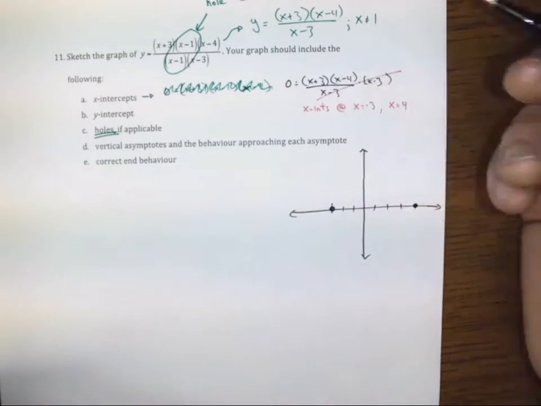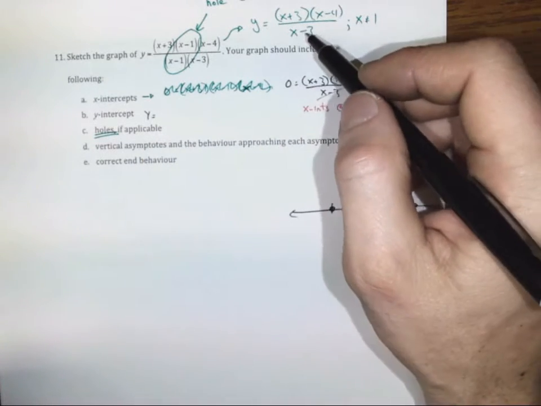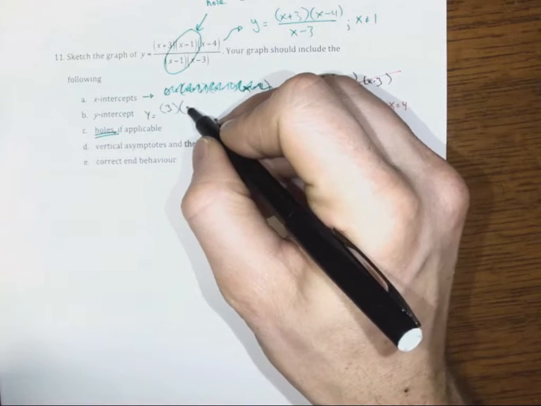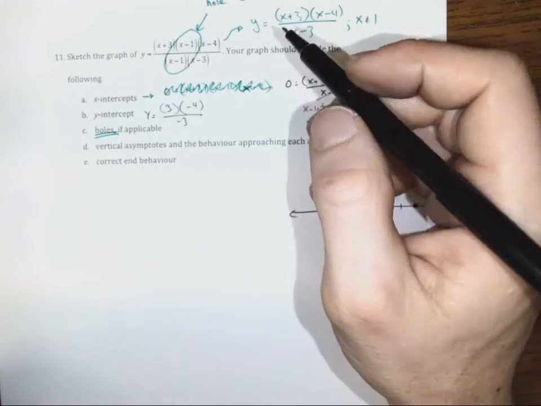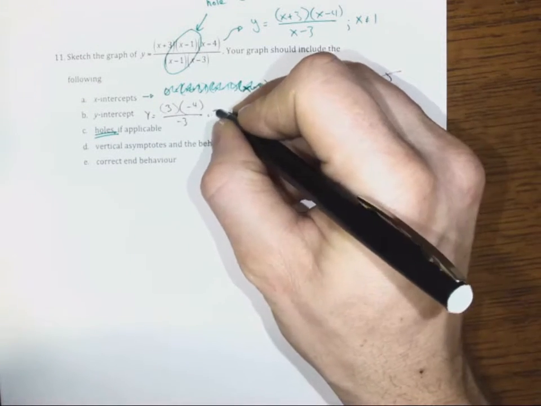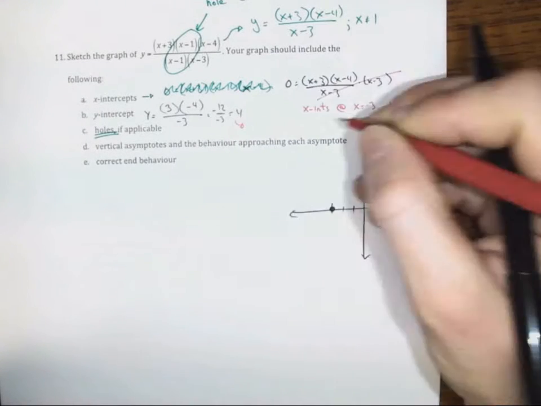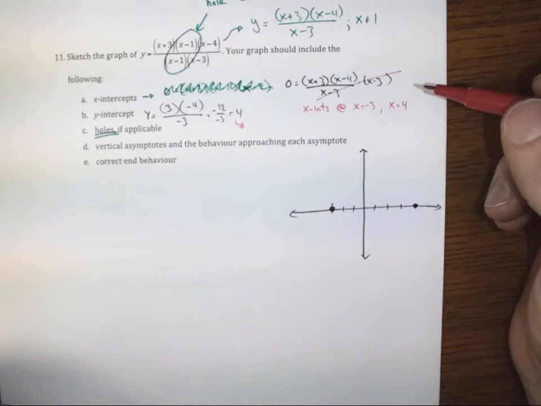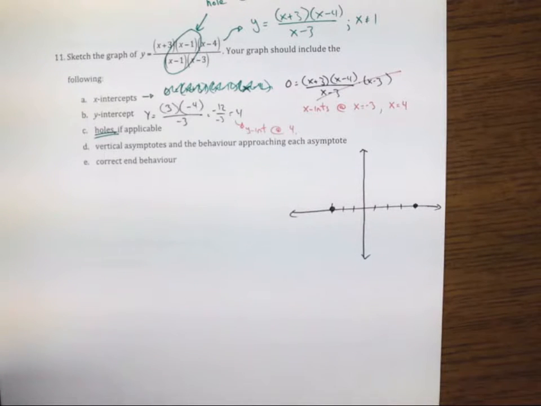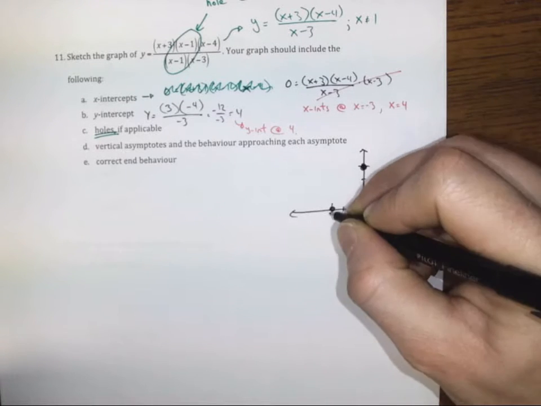We'll find a y-intercept. Why not? So we'll say, okay, y is equal to, we'll plug in 0 for x for all of these guys. And so I can get 3, negative 4, and negative 3 on the bottom. Okay, and so I get negative 12 divided by negative 3, which is 4. So we're going to have a y-intercept at 4. Wait, what? Oh, okay, right. Y-intercept at 4. All right. So that means we can graph that guy as well. 1, 2, 3, 4. Again, it's just a sketch, so we don't need to worry too much about the detail here.